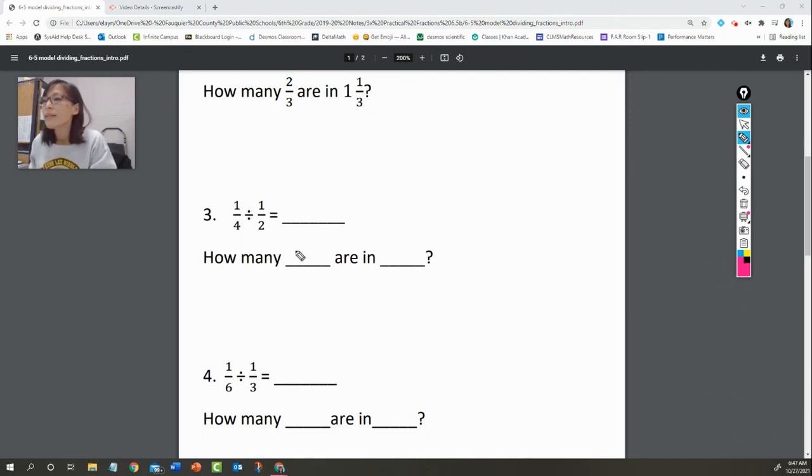This is asking how 1/4 is divided by 1/2. So how many 1/2s are in 1/4? I'm going to draw my 1/4. I know I need to divide it up into 4 pieces, and only one of the pieces gets shaded in. This is saying how many 1/2s are there. So I need to circle half of this tile.